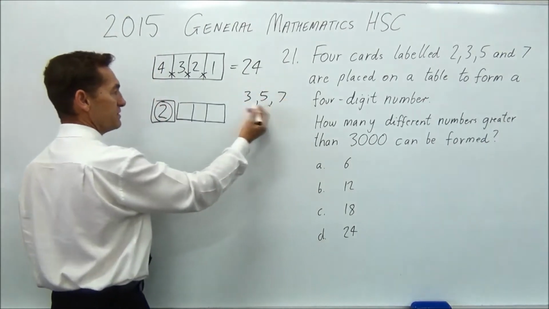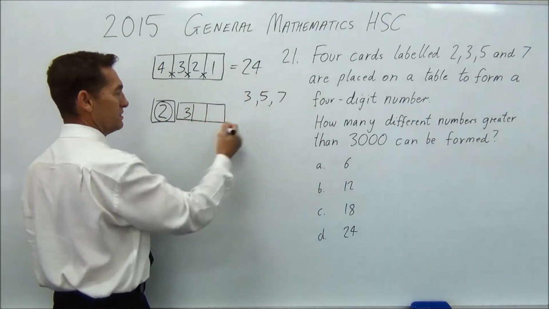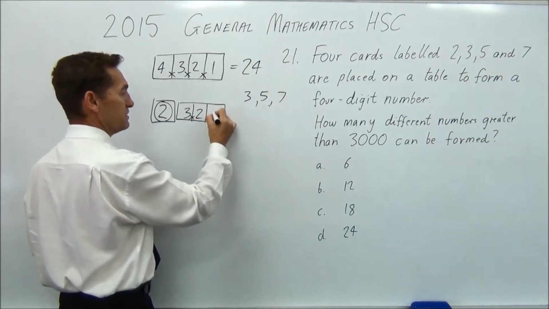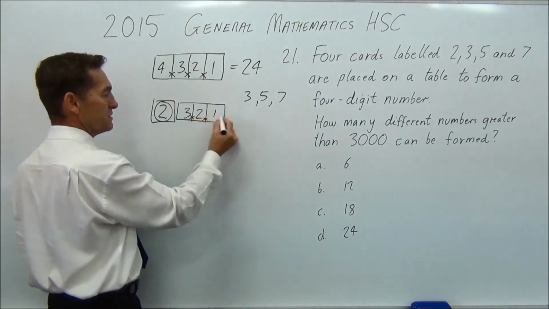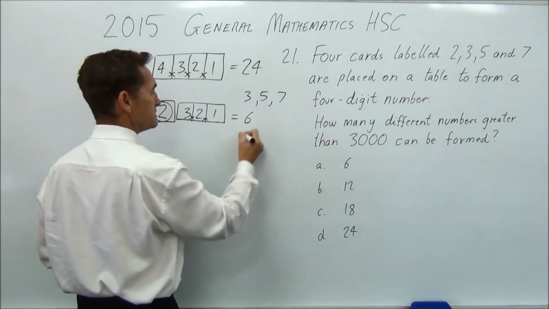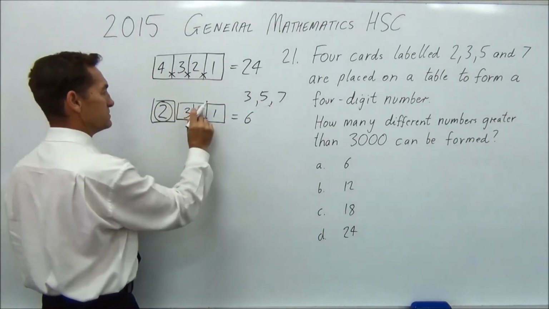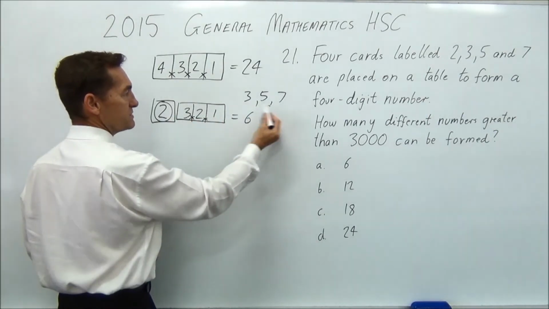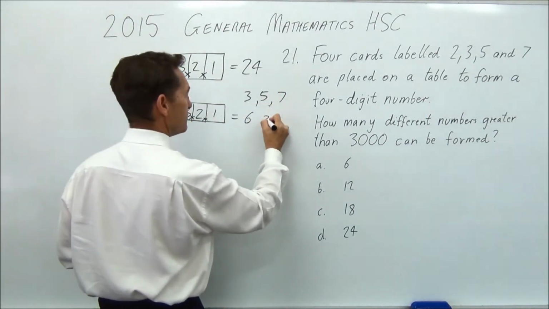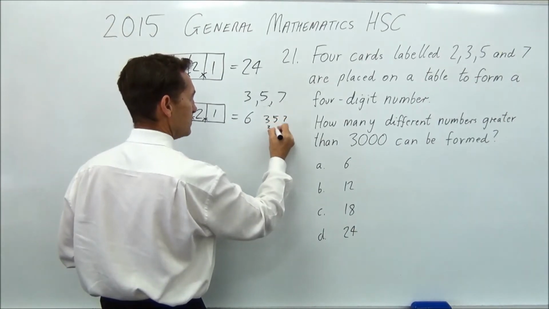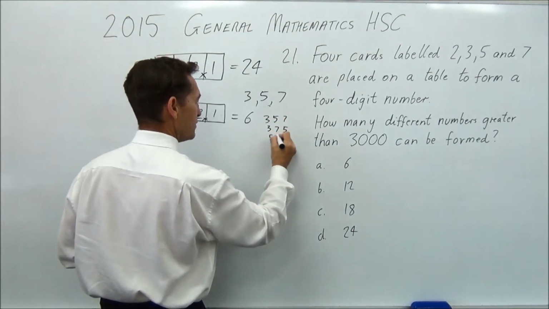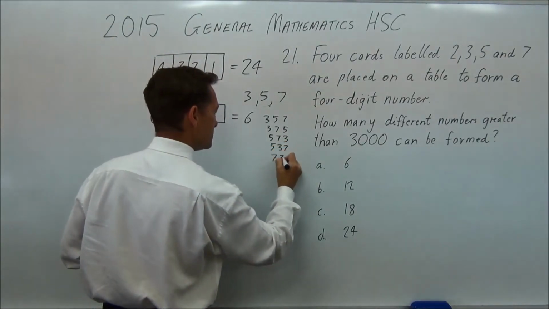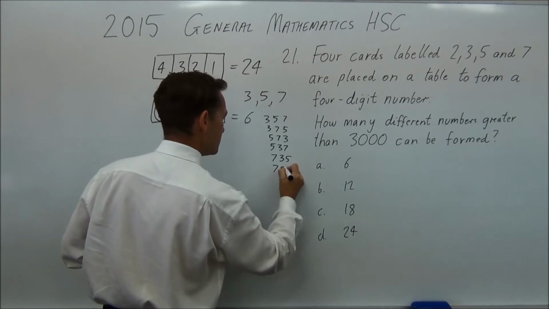How many choices have I got there? Well, I've got 3. Take off 1. How many choices have I got left? 2. How many choices have I got left? 1. So I'm going to take off 6 choices, because this 2's fixed here, and these are the choices of these mixed up. So if you just look at that, you can actually go 3, 5, 7, 3, 7, 5, 5, 7, 3, 5, 3, 7, 7, 3, 5, and 7, 5, 3.